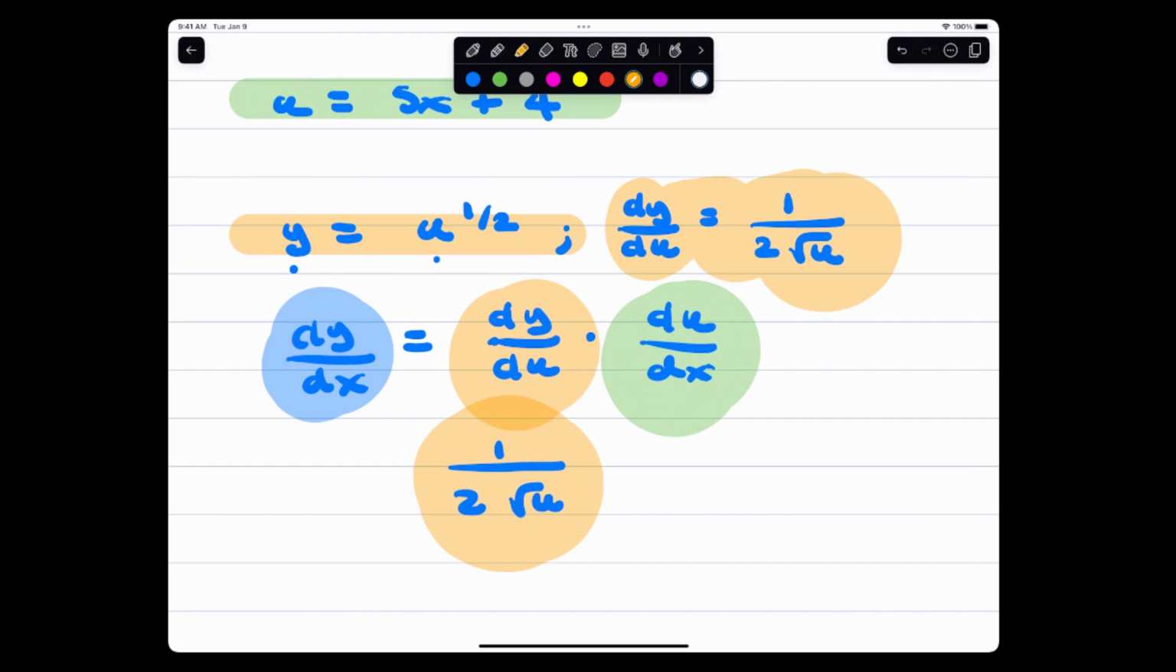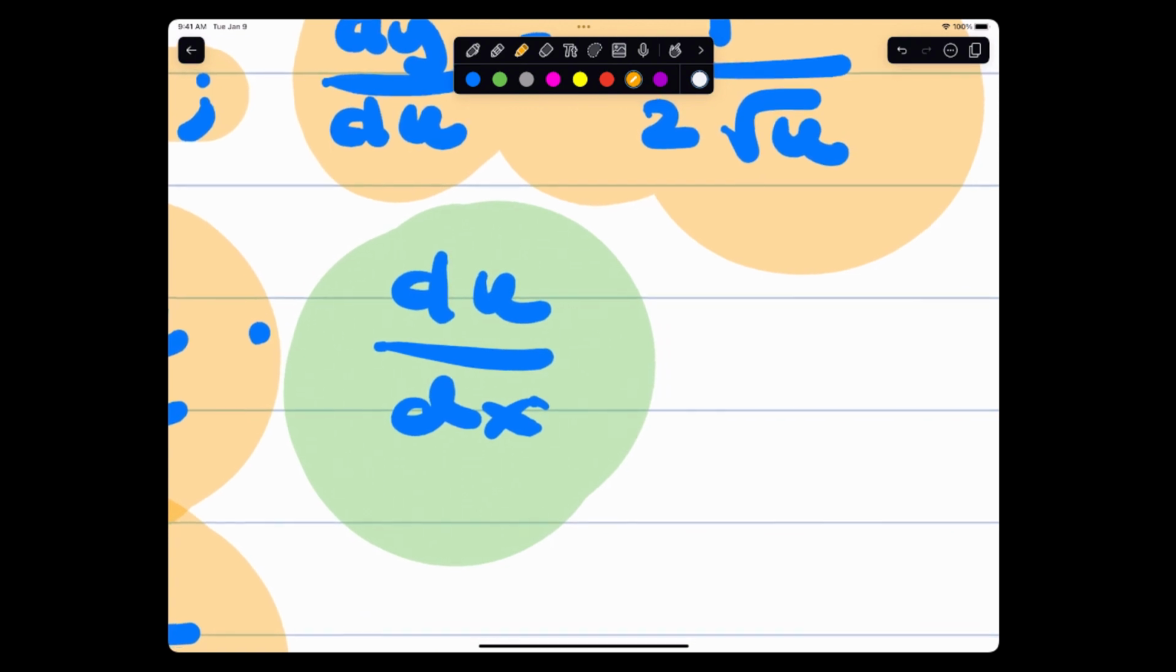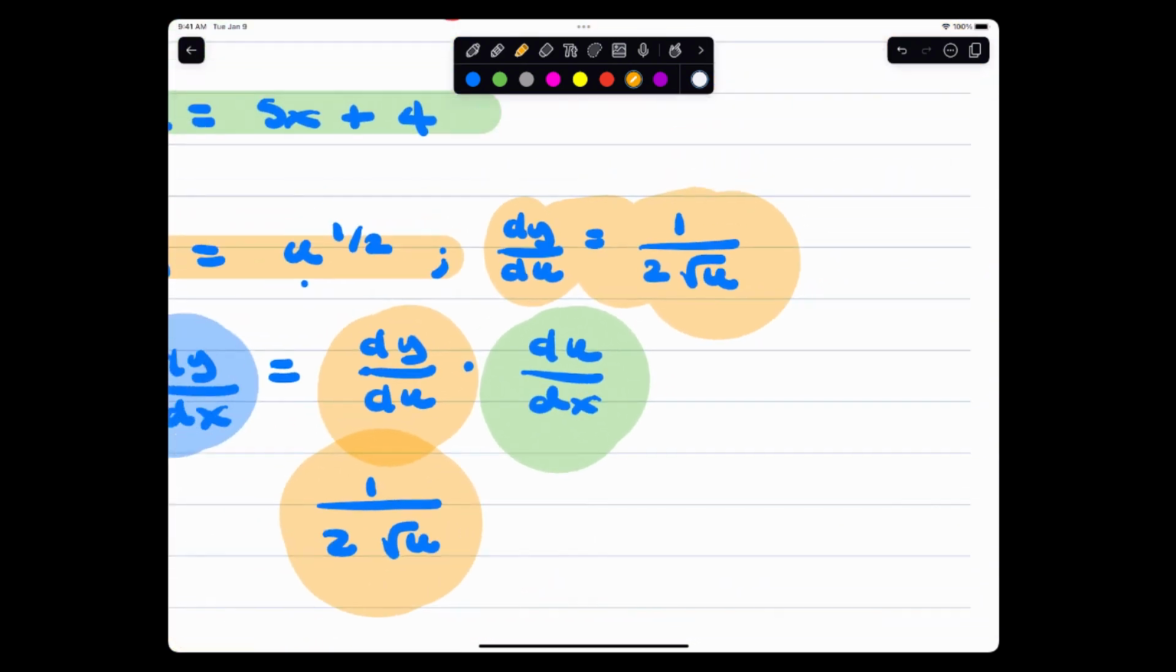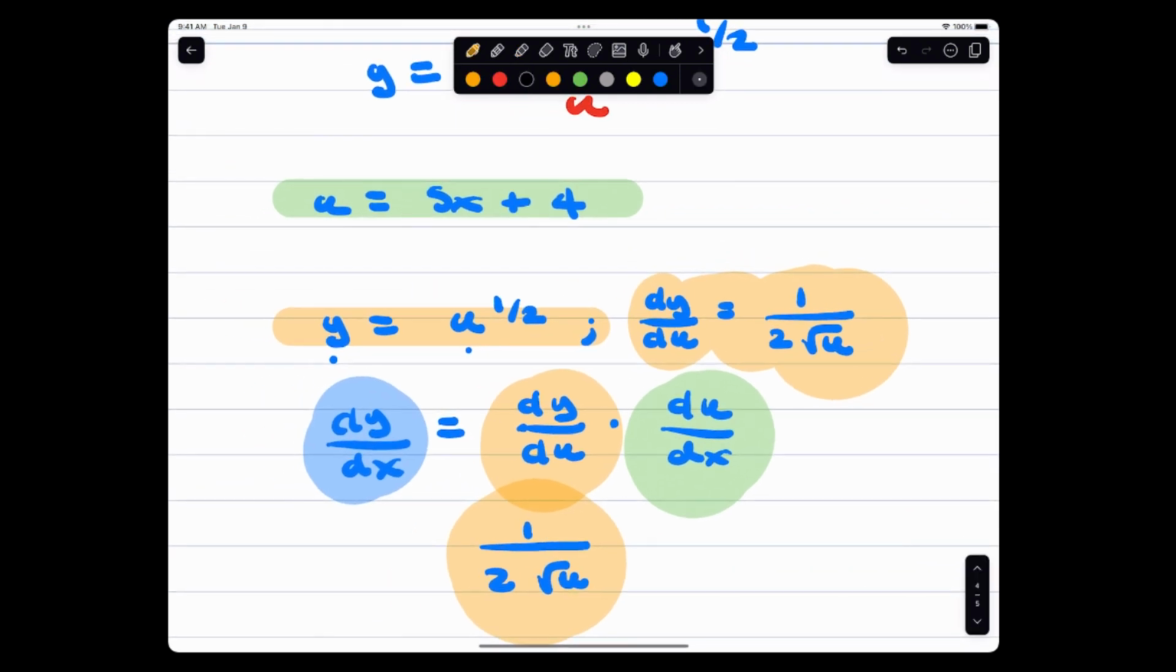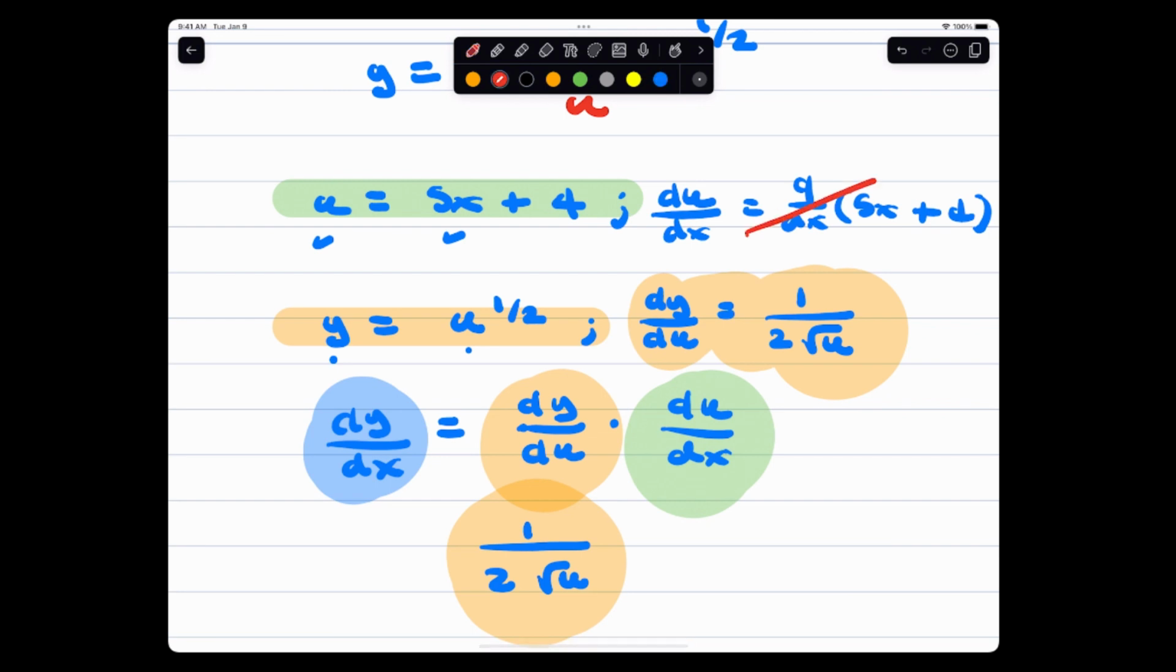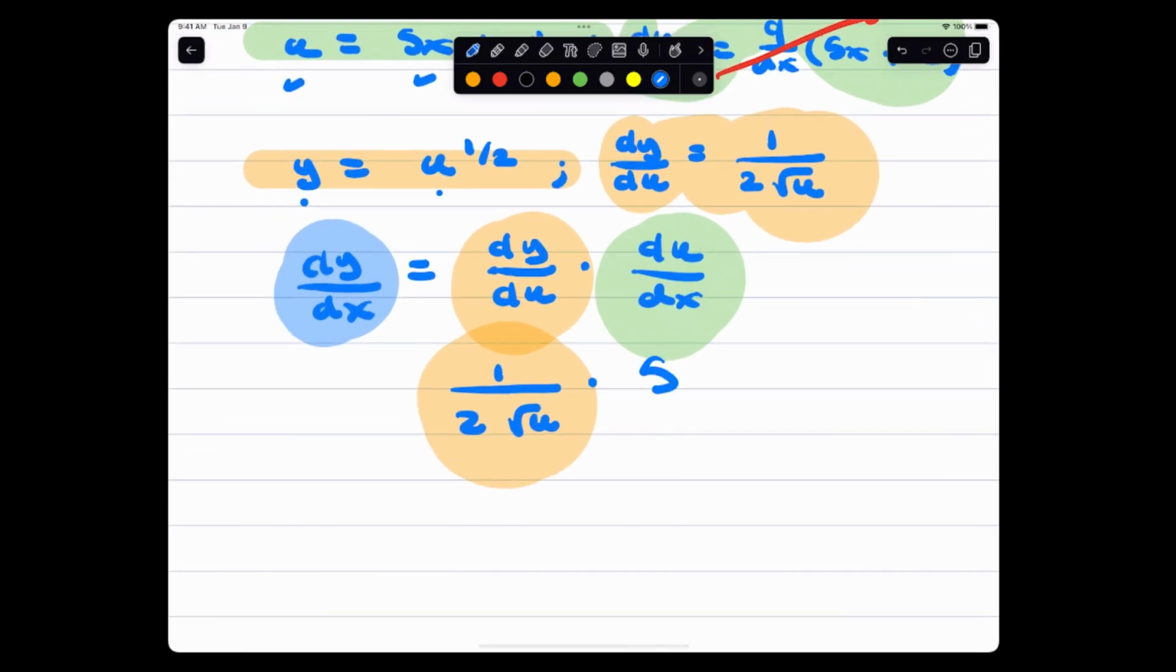Okay? And then, what do you do next? We need to find du dx. How do we get du dx, ladies and gentlemen? Go up here, okay? It's right here. This is your u with respect to x. So, du dx will be d dx of what? What is that u? 5x plus 4. What's that derivative? Is that 5? Okay. What do you guys think you just found? In green, this is the chain portion, okay? This is going to be what? 5. This is your chain. This is what we call the chain.